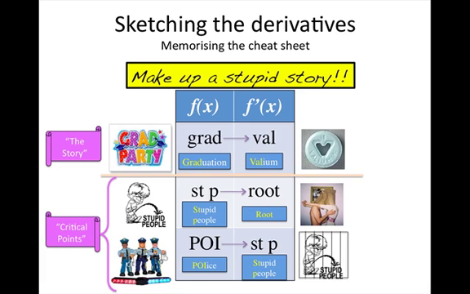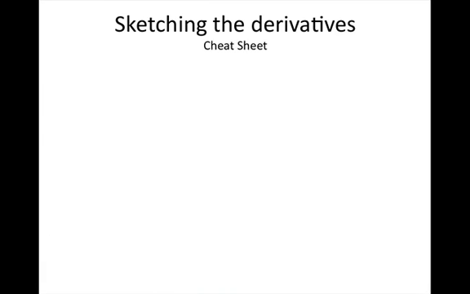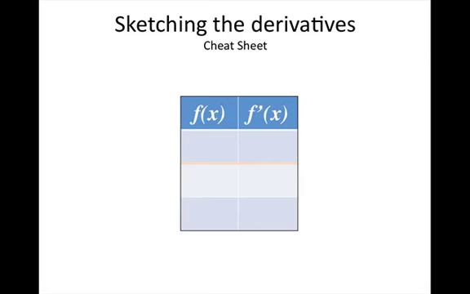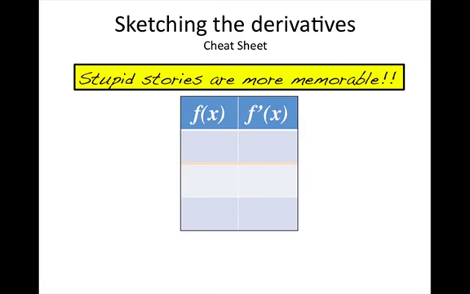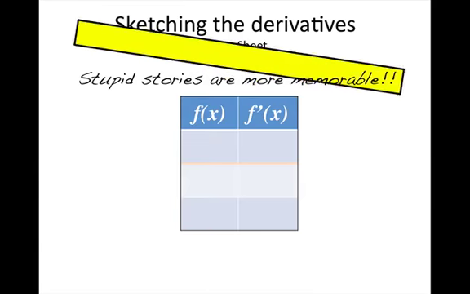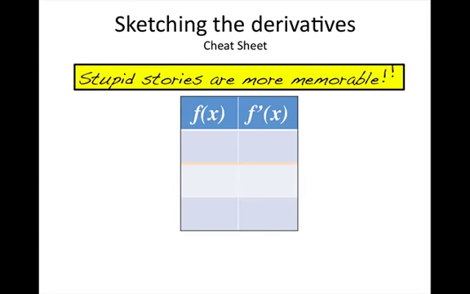So hopefully that made sense, and hopefully you're thinking, whoa, that's stupid, because yes, it is. And that's the intention. The dumber, the better. Now let's see if you remember that. Let's go through it again. F of x to f dash x. Remember, stupid stories are more memorable.